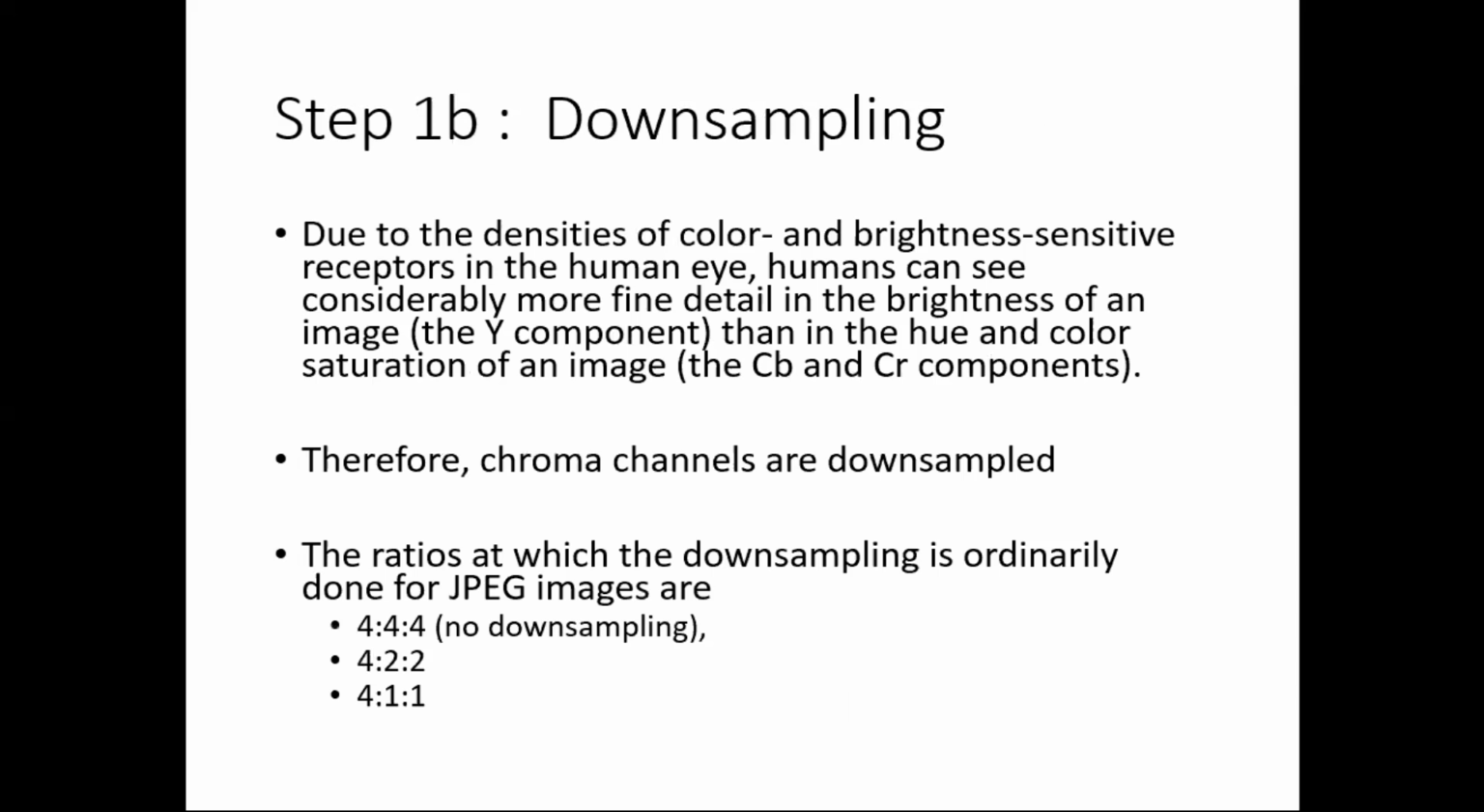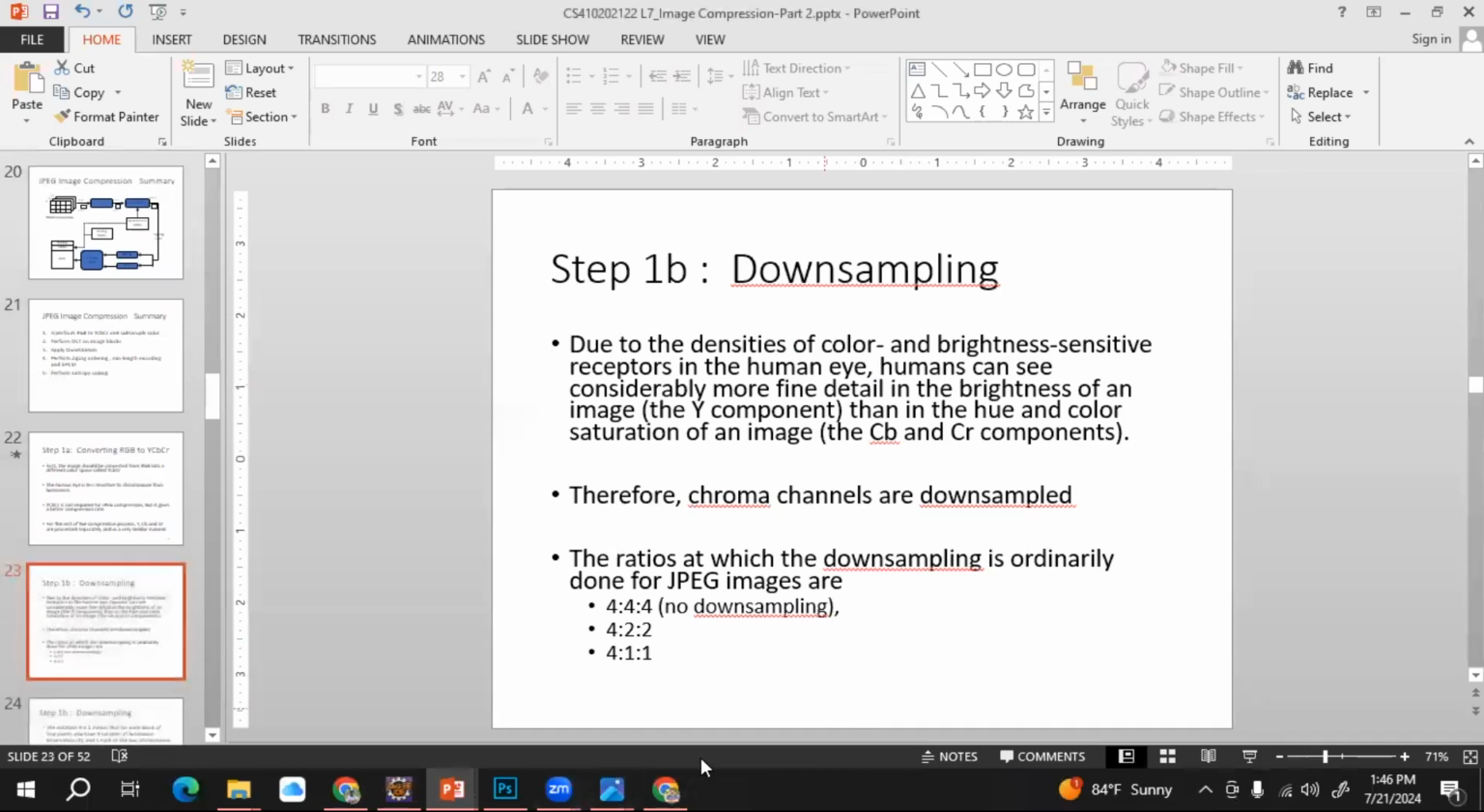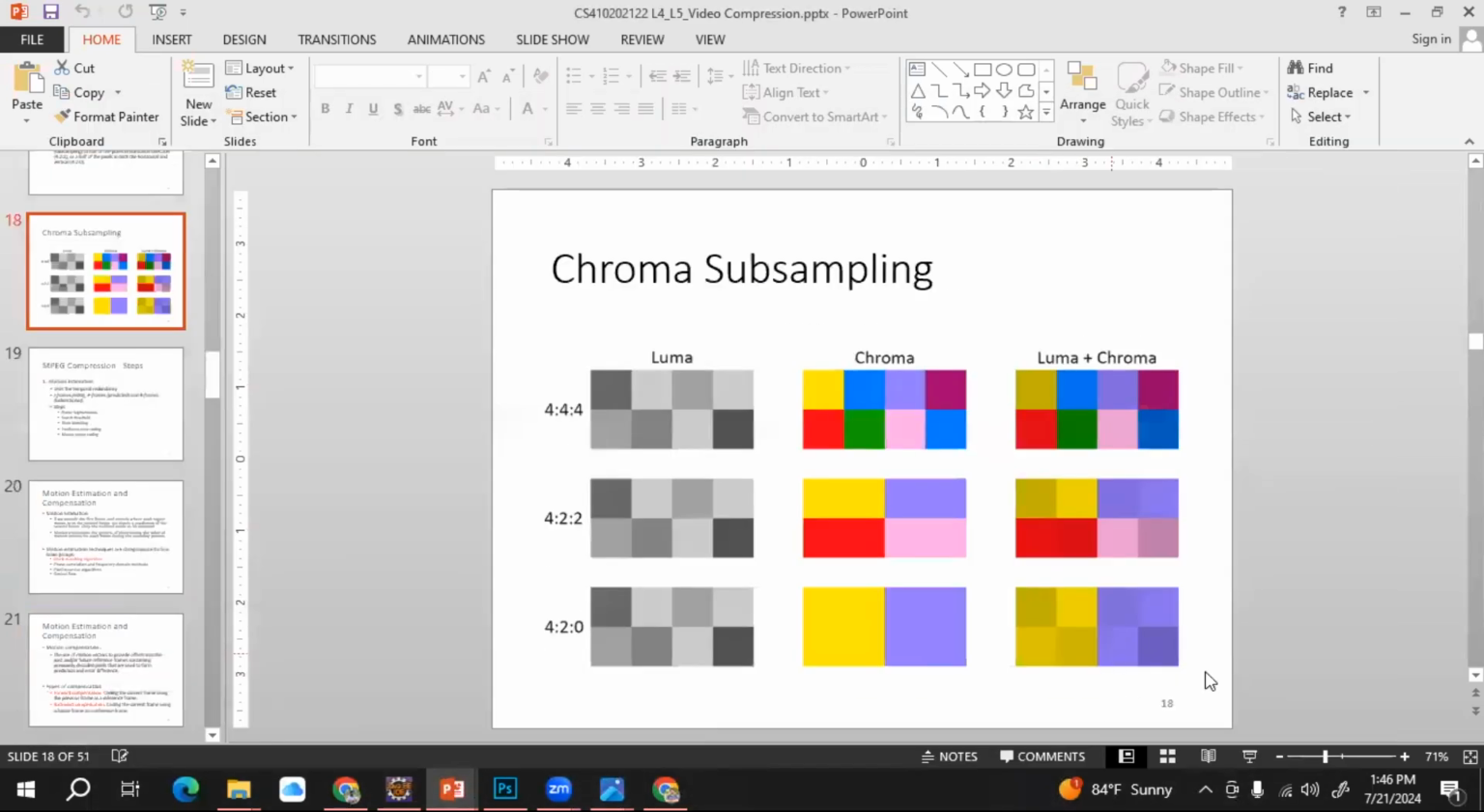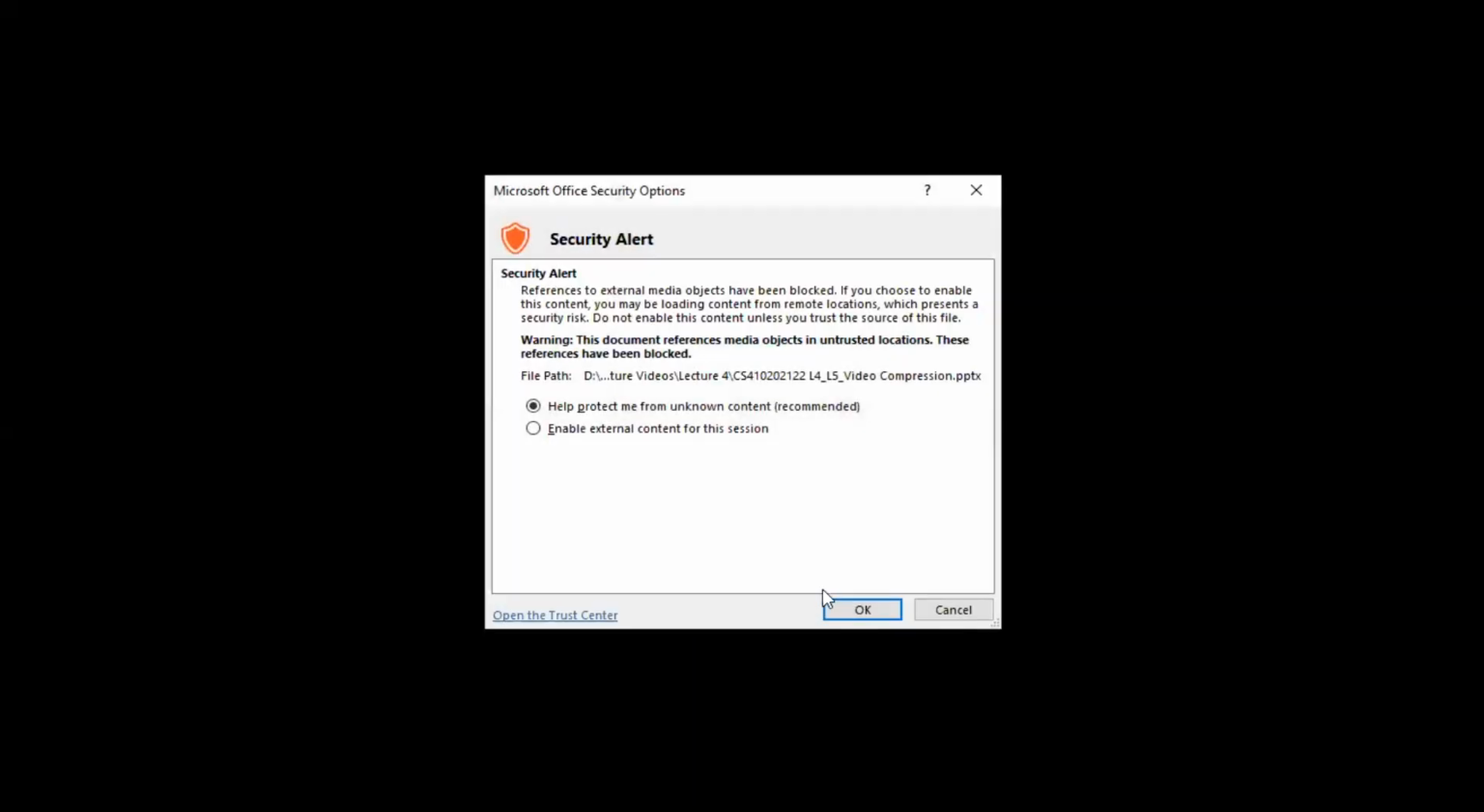Then downsampling, right? We are taking the Cb and Cr components separately and the Y component separately and performing some downsampling. I have explained this in the slide as well in the video compression, right?